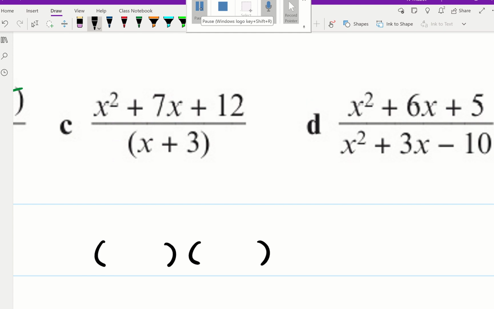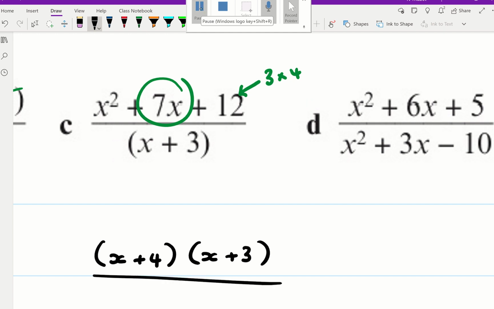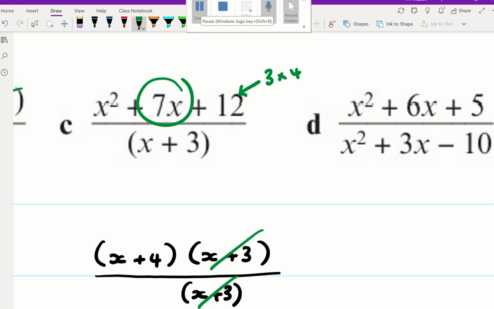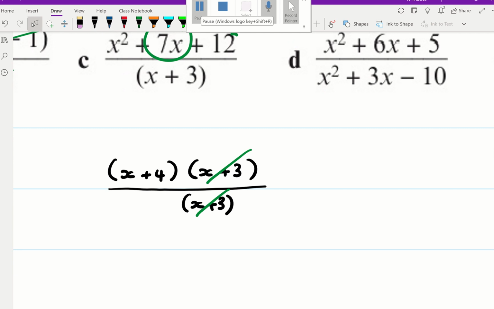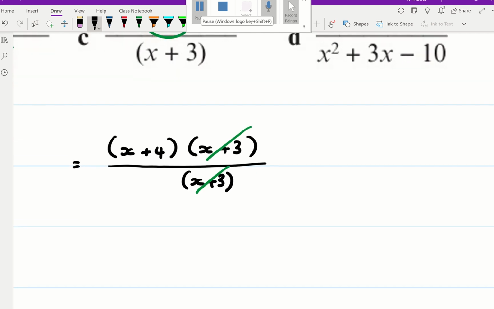A hint is probably to look at the bottom and think, well, one of the brackets has to be an x plus 3, so this makes factorizing rather easy. Thinking of the factors of 12 that give us 7, I have one of them. 3 times 4 gives me 12, and it adds to 7, so x plus 4 at the top, and x plus 3 at the bottom, and I'm going to take both of them out, cancel them out, and I end up with x plus 4.